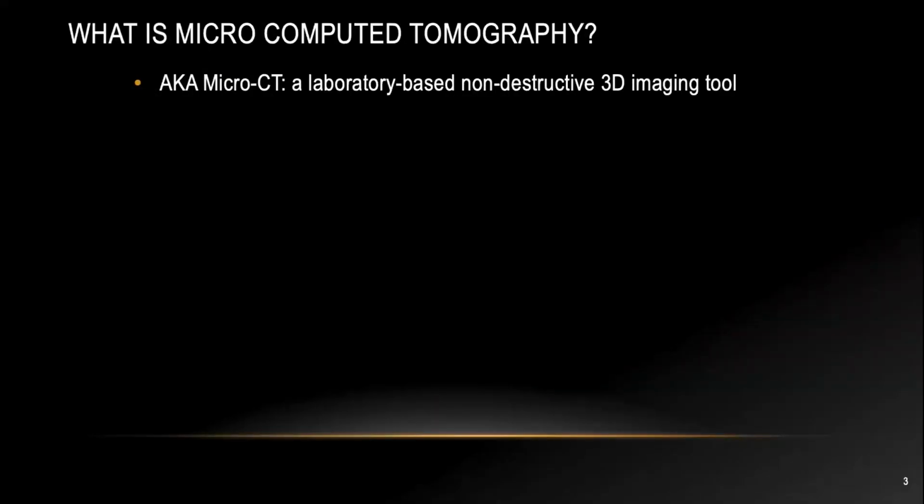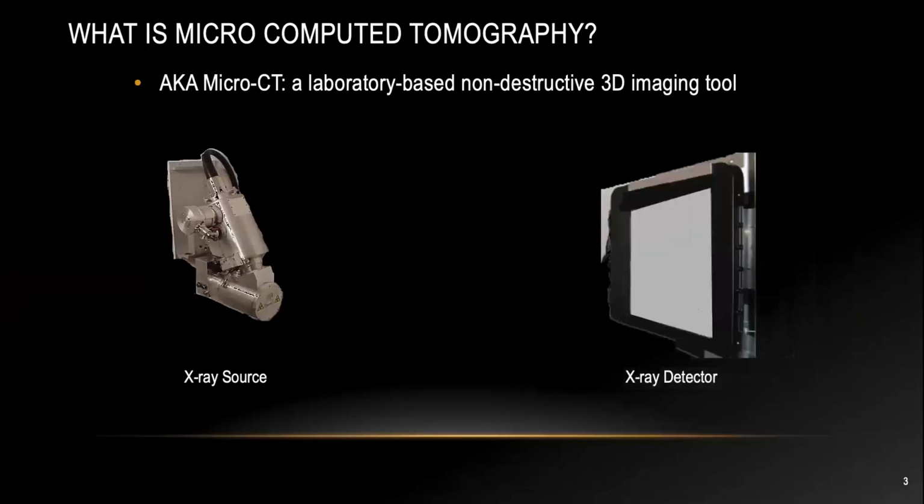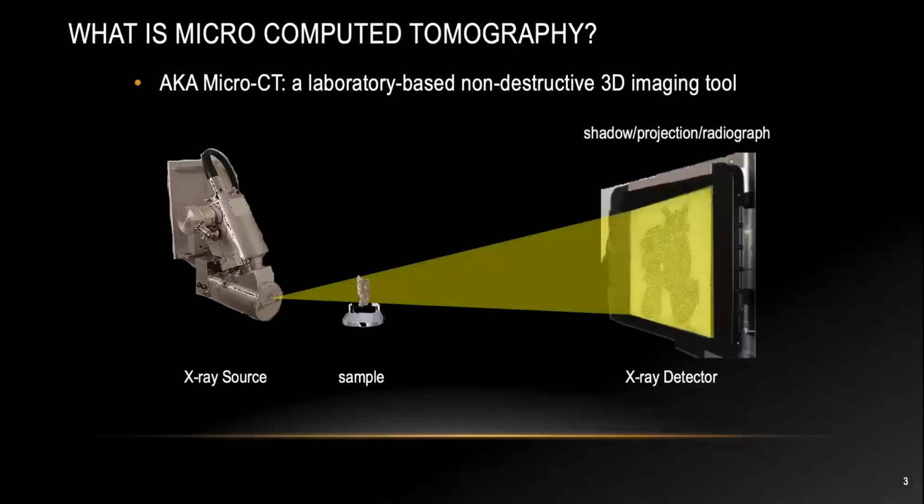Micro-computed tomography is also known as micro-CT. It's simply an X-ray based 3D non-destructive imaging tool. Inside a micro-CT system, you're mostly going to see an X-ray source on one side, and a detector on the other side. This one is a flat panel detector, and we put the sample right in between these two components. When we turn on the X-ray, the cone beam X-ray travels in a straight line through the sample and creates a shadow image on the detector. Sometimes we call this shadow image a projection image, or a 2D radiograph image.